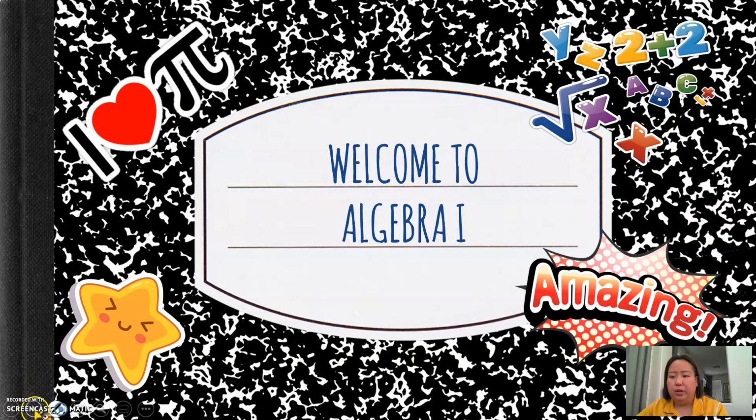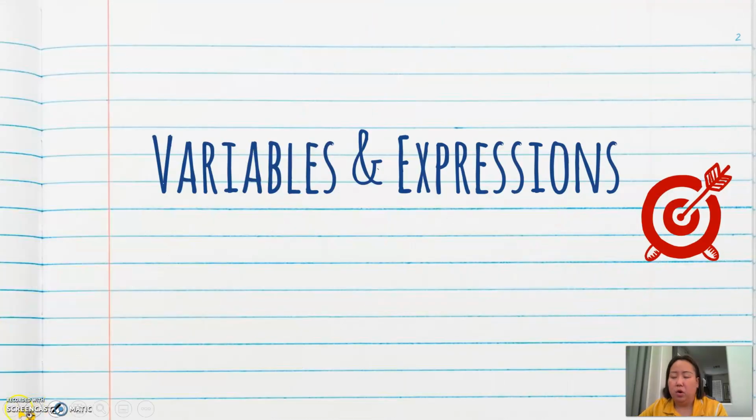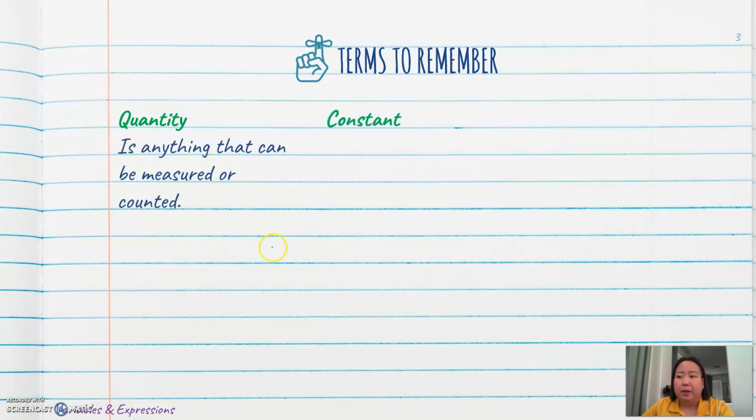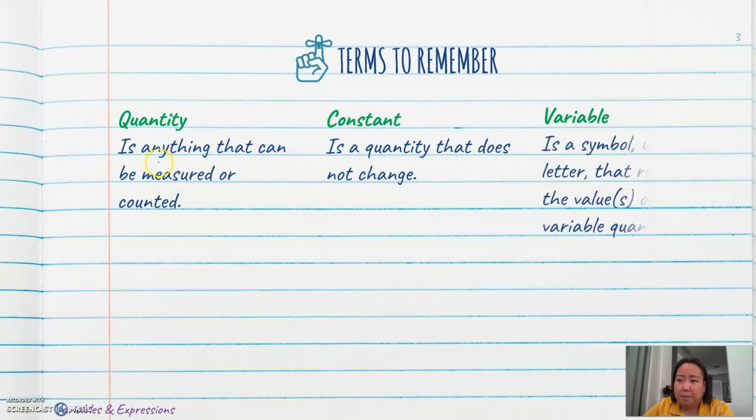So hi everyone, today we will be discussing our topic on variables and expressions. So our goal is to write algebraic expressions for this topic. So we define our first terms. First we have quantity, and it is anything that can be measured or counted. Okay, a constant on the other hand is a quantity that does not change, while a variable is a symbol. Usually we use letters to represent the value or values of a variable or a varying quantity.